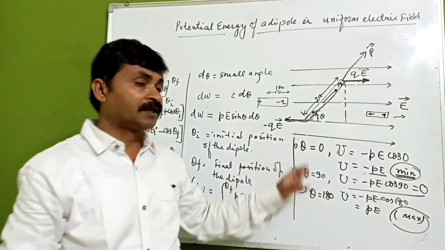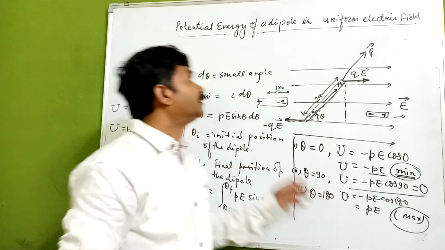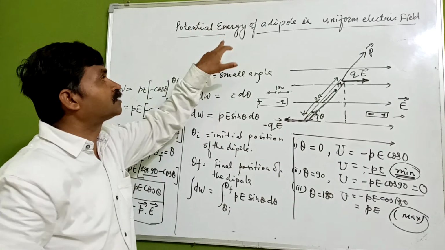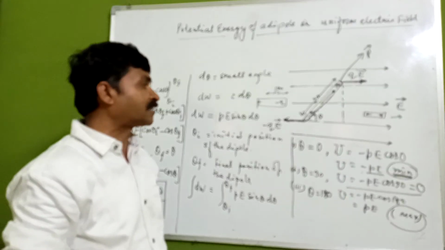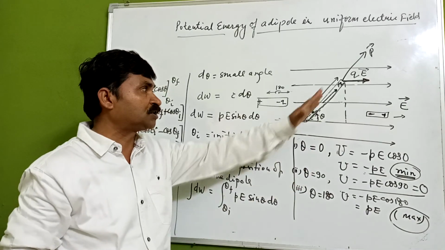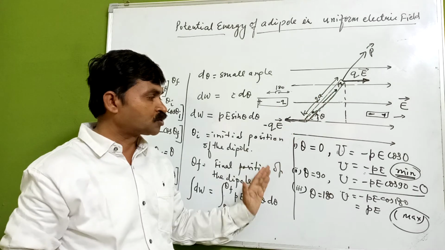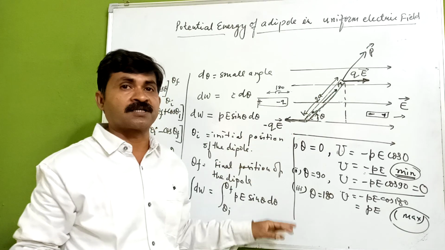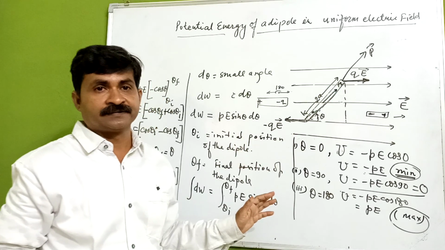So we are concluding our lecture over here by determining the potential energy of a dipole in an electric field, and we have discussed the position of the dipole for theta equals 0, theta equals 90, and theta equals 180. Okay.